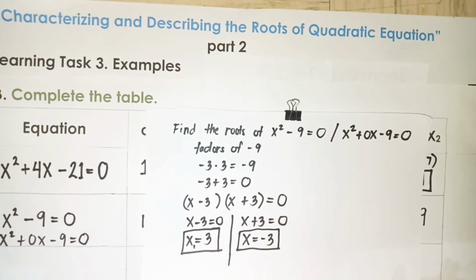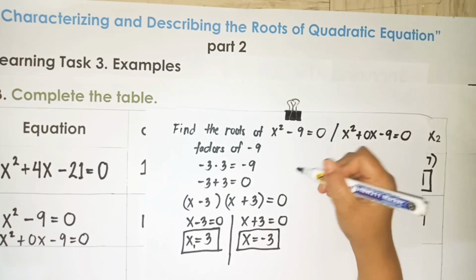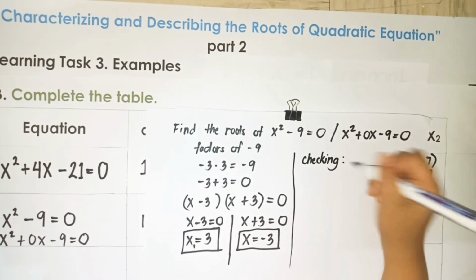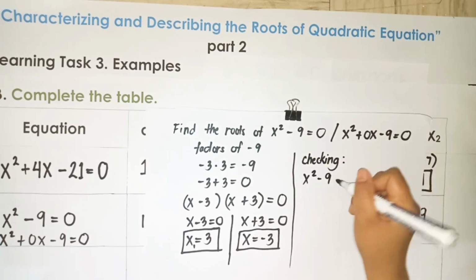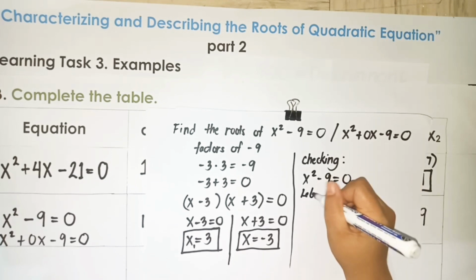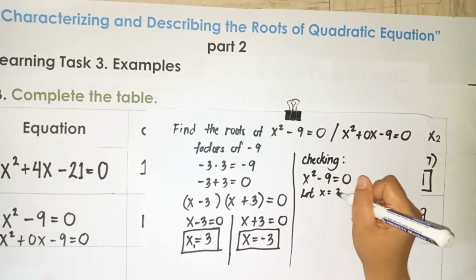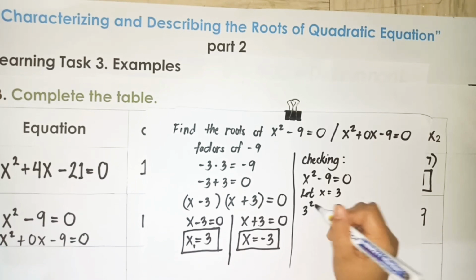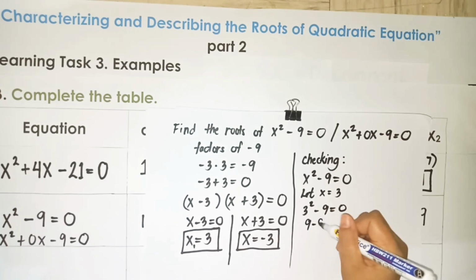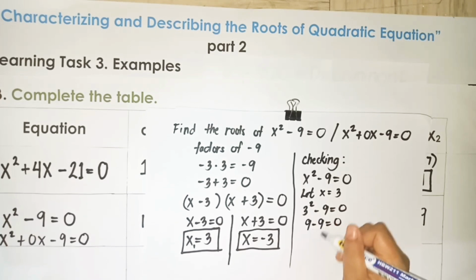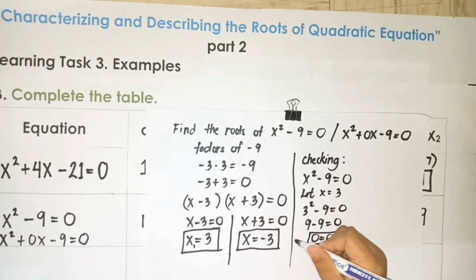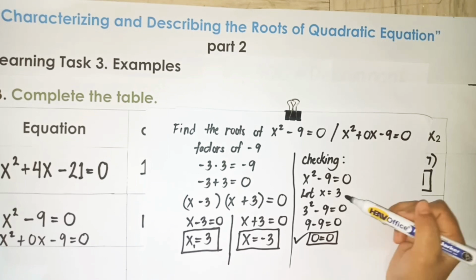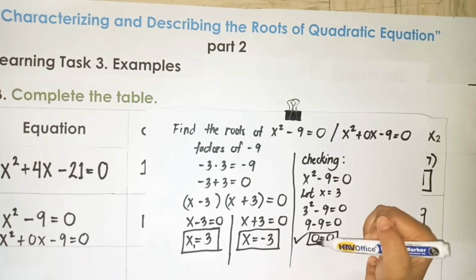If you want to check if that is true, pwede naman po. We can do checking. So, let's check. By substitution, we have x squared minus 9 equals 0. Let x equal positive 3. So, positive 3 squared minus 9 equals 0. 3 times 3 is equal to 9, minus 9 equals 0. 9 minus 9 is equal to 0. So, they are equal. Meaning to say, your root, positive 3, is correct.